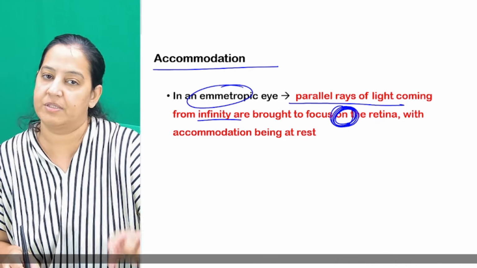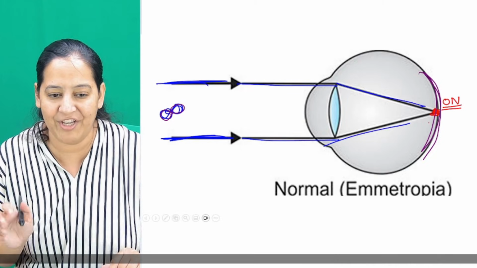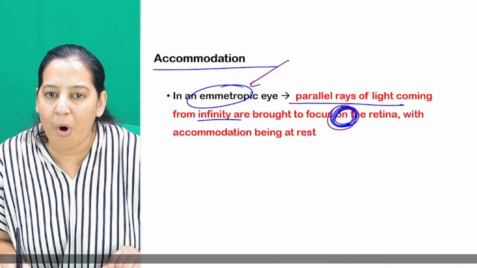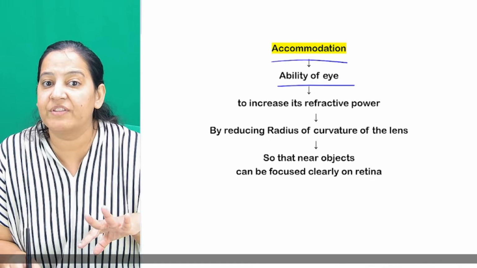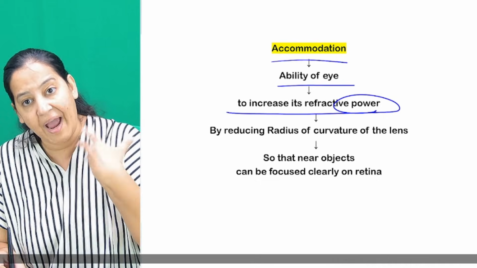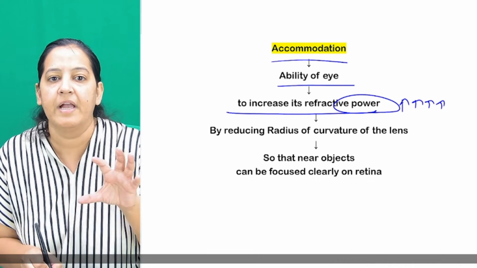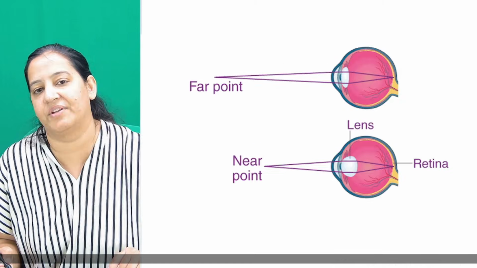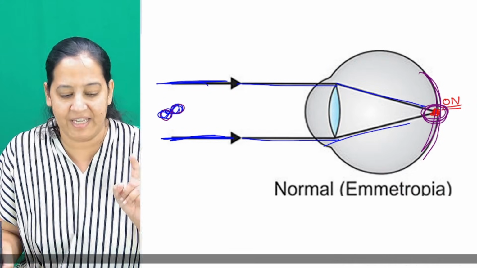Yes. So that's accommodation. Normally in an emmetropic eye, when the object is at infinity, we don't need any accommodation. The focus is automatically on the retina without accommodation. But accommodation is the ability of the eye to keep on increasing its power. As the object comes closer, the eye increases its power of convergence. It keeps on converging by reducing the radius of curvature of the lens, and still the image is on the retina. Can you see here? I want to say, if the object is at infinity, the image is on the retina.